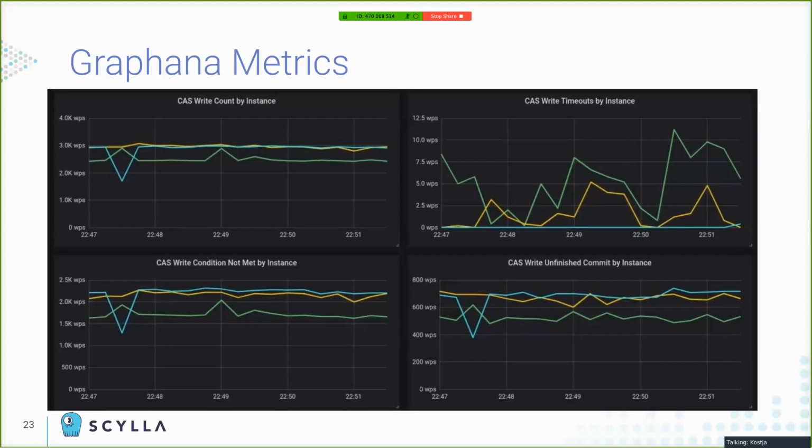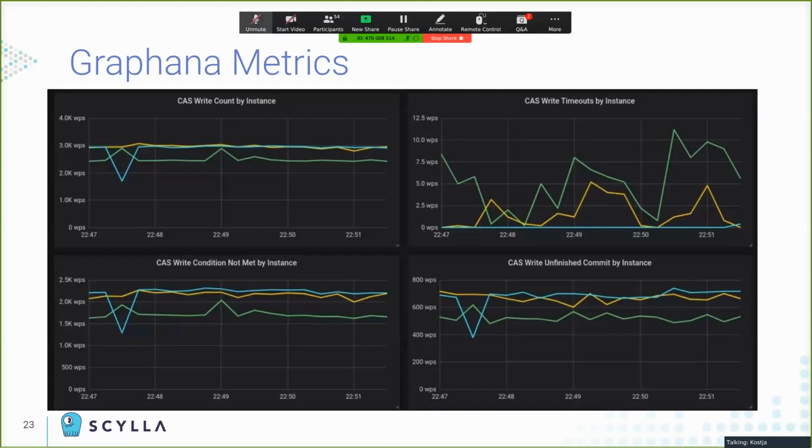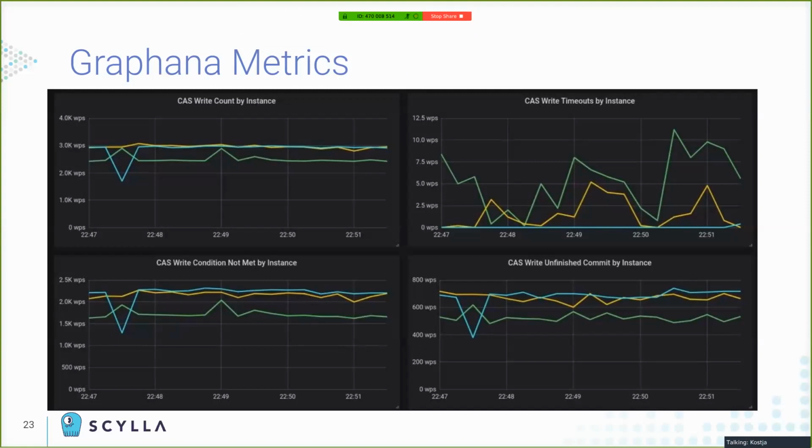In 3.2, we not only implemented lightweight transaction support, we also added a few new metrics so that some of the states of the database can be easily monitored. Basically, if any of the metrics here, except the most basic one, CAS write count, is high, you need to take action.